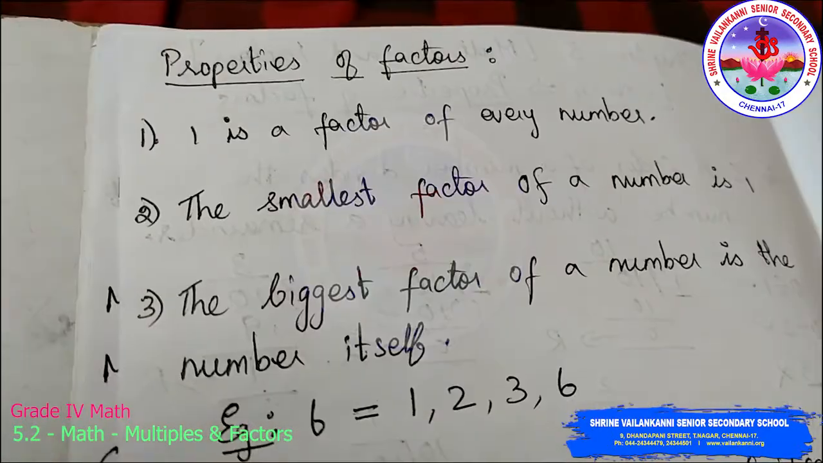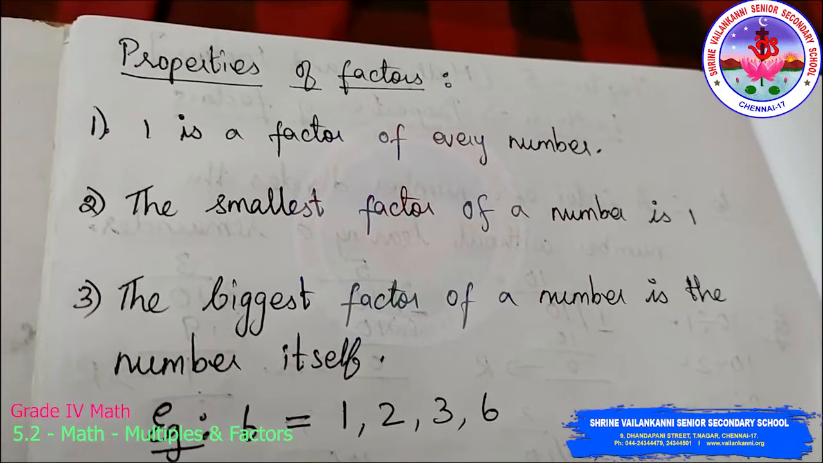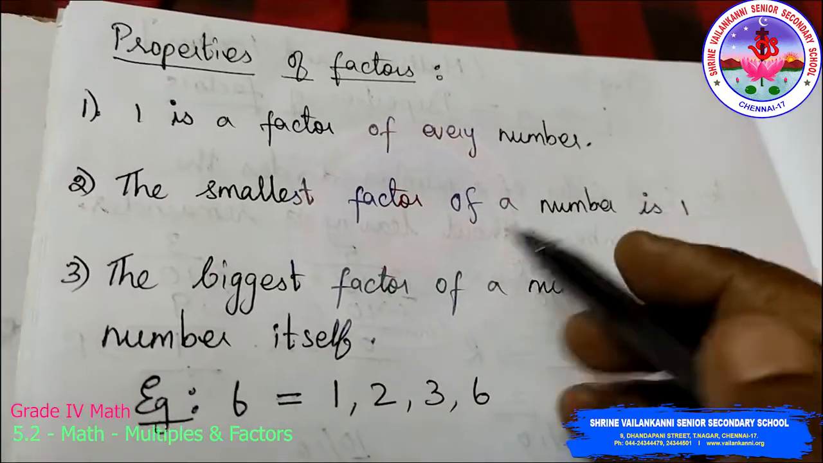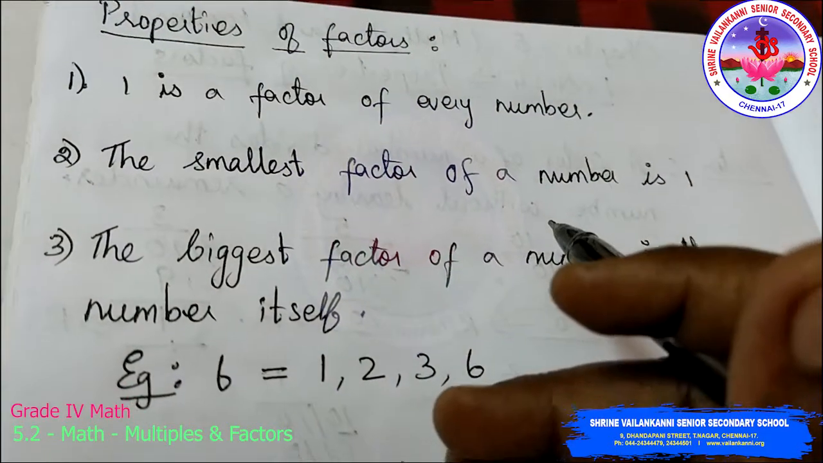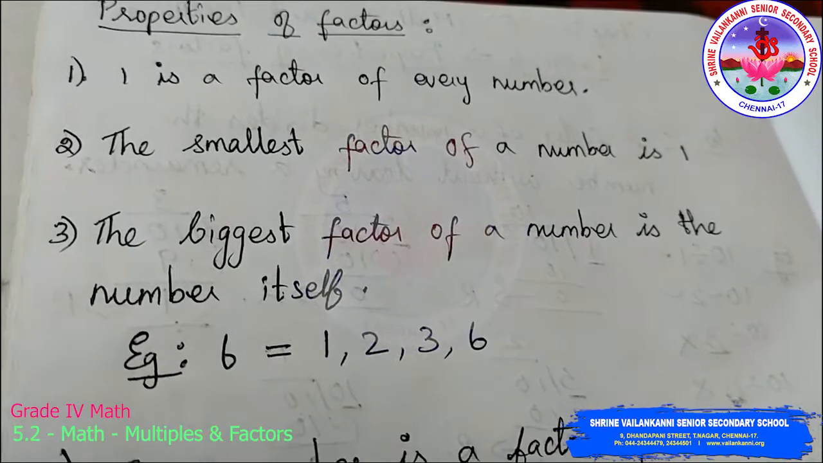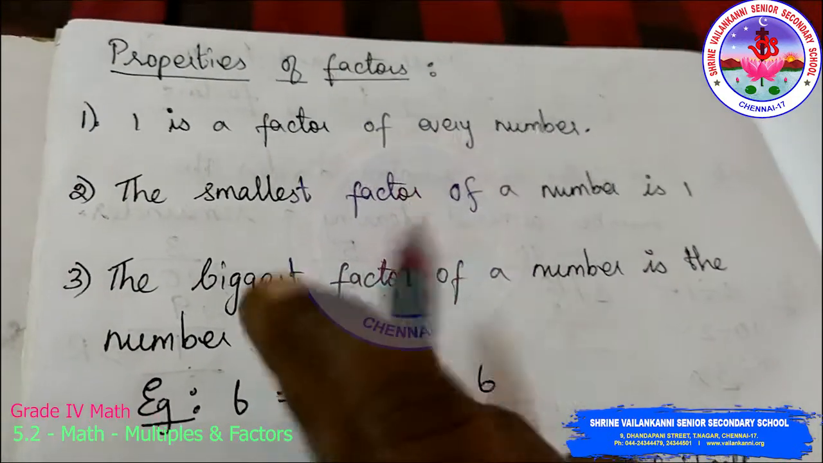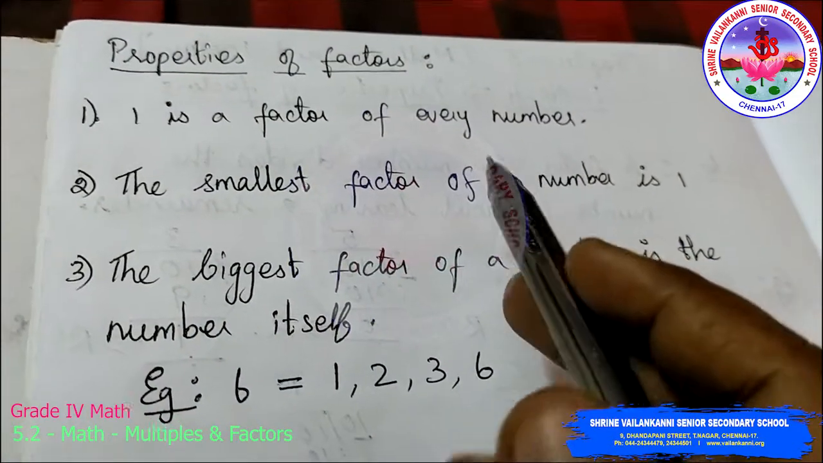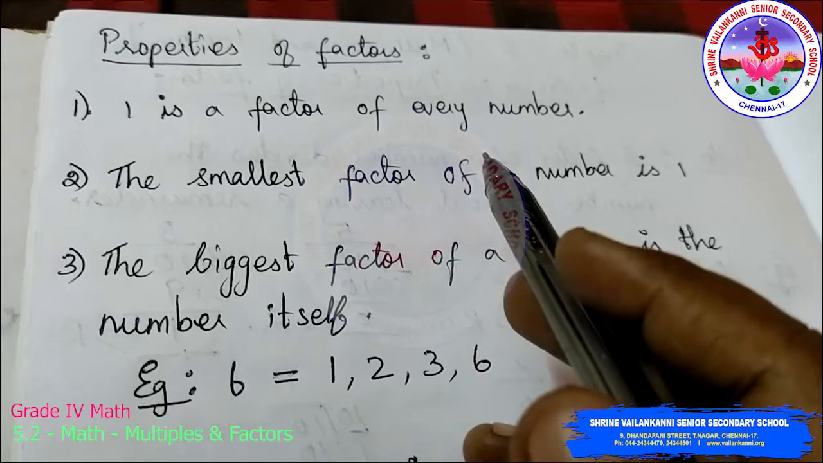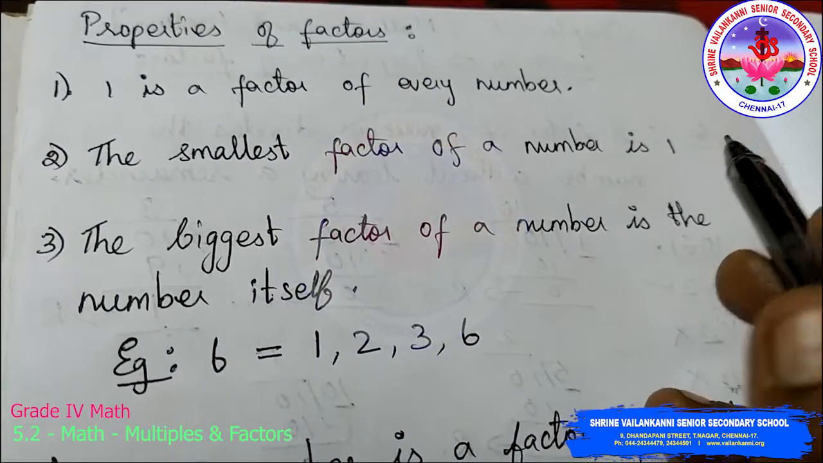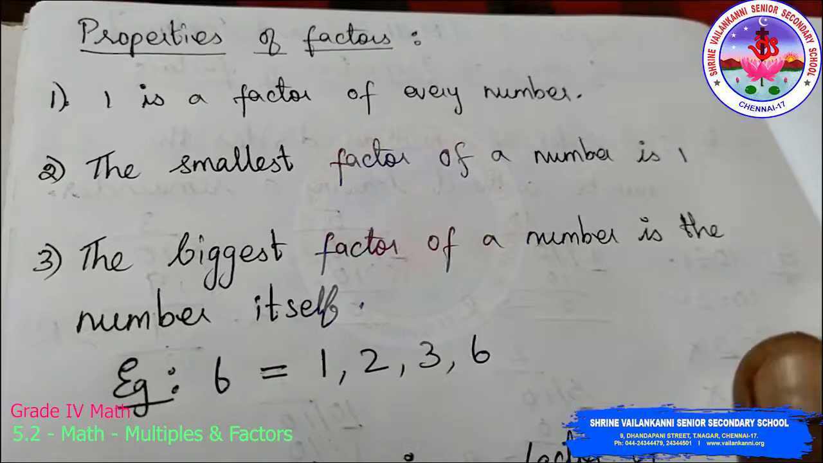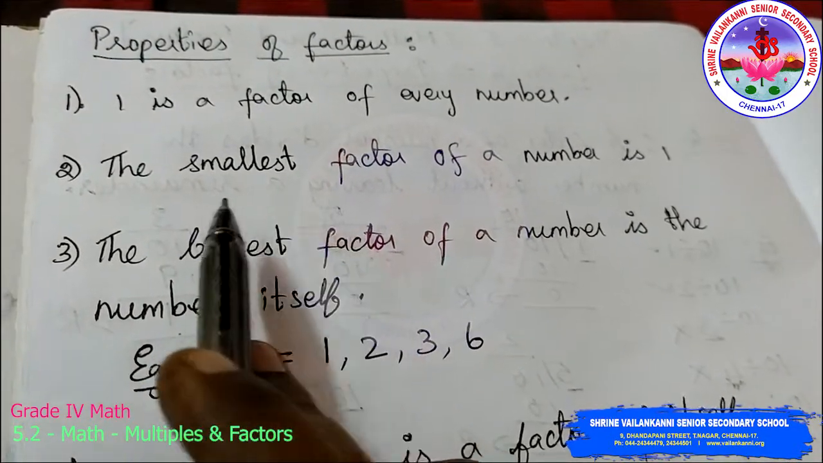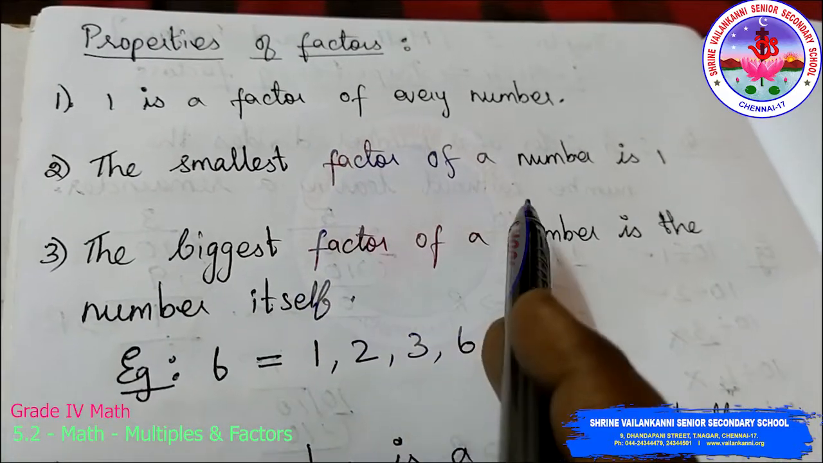Understood? So now we'll move on to the properties of factors. So we'll just quickly move on to these properties of factors, based on the details I have given you previously, in the explanation of what is a factor and how to find the factors. So the first property is 1 is a factor of every number. As I told you, 1 will be a factor of any number. If you take any number, the first factor itself will be 1 only. Okay, the second property of factors is the smallest factor of a number is 1.